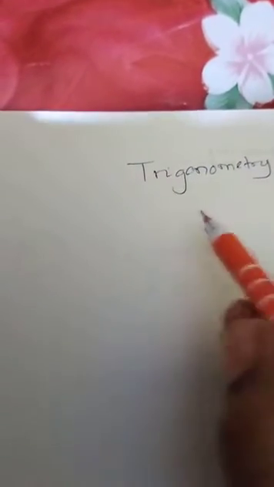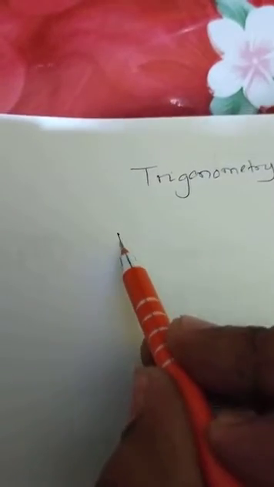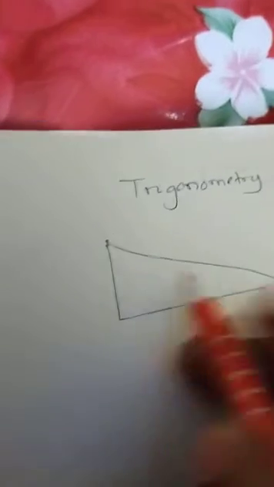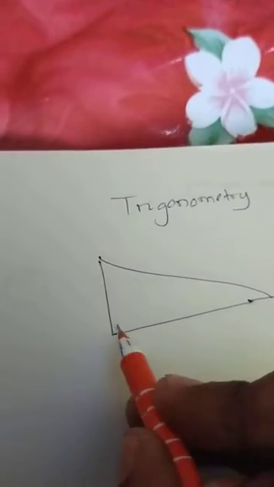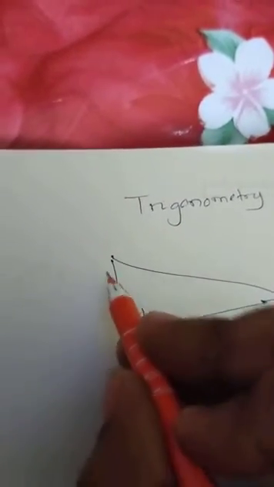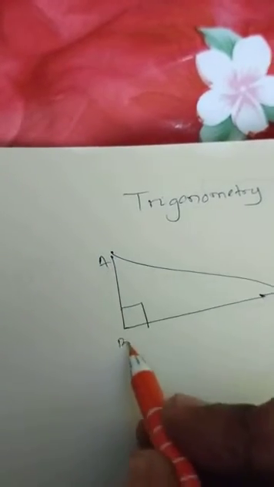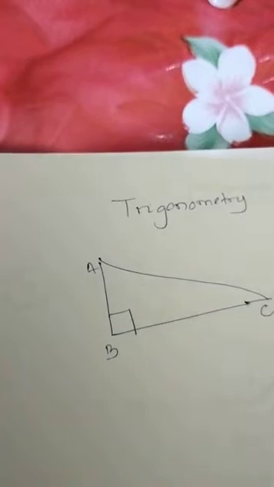Trigonometry. As I am starting with trigonometry, I think everybody knows what a right angle triangle is. What is a right angle triangle? A triangle which has one angle equal to 90 degrees is considered to be a right angle triangle.